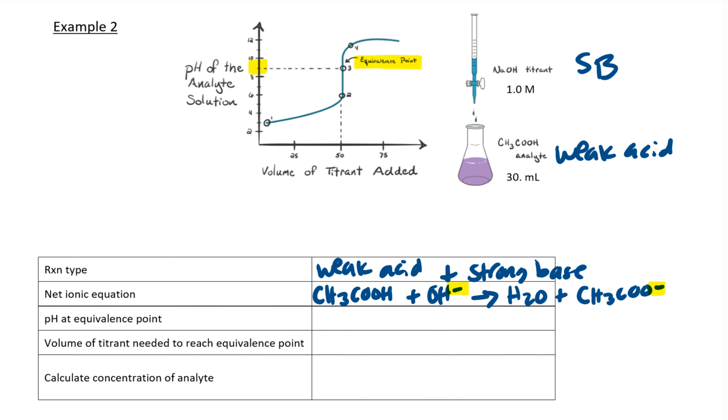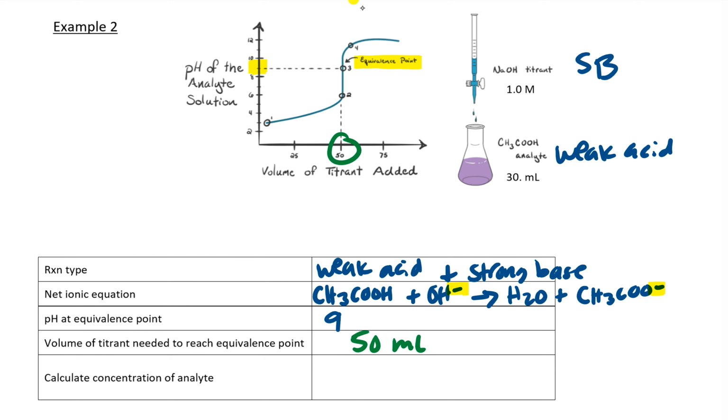Okay. So the pH at equivalence point, according to our titration curve, is about 9. What volume of titrant was needed to reach that equivalence point? So I look here at the equivalence point and my eyeballs go down. That's 50 milliliters of titrant added. Okay. So 50 mils of the sodium hydroxide were needed.